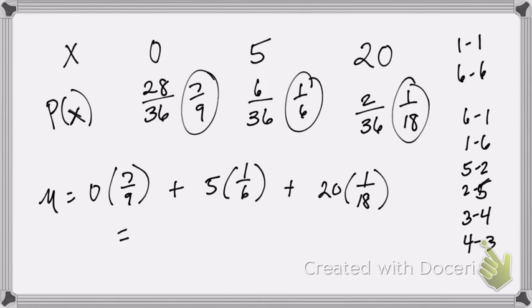Sorry. Okay, so you should get 1.944. I got 1.94444. That's awesome. So what that means is I'm only expected to win $1.94, but I'm paying $3. So I'm actually gonna lose. So if I do 3 minus 1.944, then you get what? $1.60. So you're gonna lose $1.60.